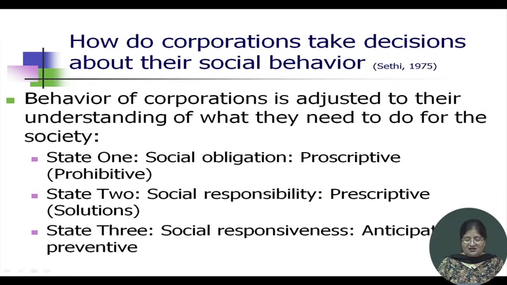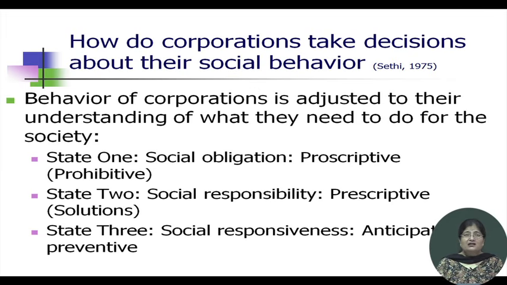To start the discussion, I've taken the material from Professor Prakash Sethi's paper on how these decisions regarding social behavior are taken. How do organizations decide what to do? To put it very simply, if you're an organization, how will you decide what you want to do? This is an old paper, published by Professor Sethi in 1975, but it still holds true in many ways, and that is why we are using this paper for this particular lecture.